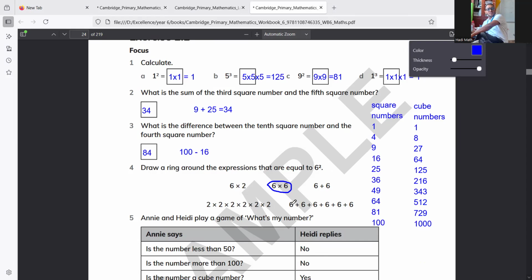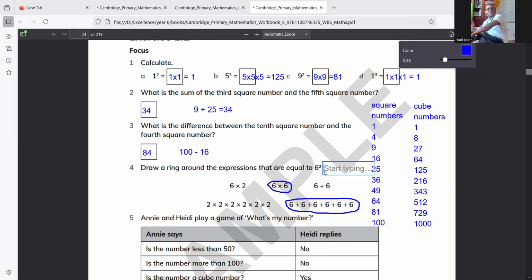Now look at this one. 6 plus 6 is 12. 12 plus 6 is 18. 18 plus 6 is 24. 24 plus 6 is 30. 30 plus 6 is 36. Yes, when we add 6 six times, it gives us 36. So you draw a ring also around this one, because this also gives you 36. From the beginning, you need to understand that when I say 6 squared is equal to 36, you look for expressions that are equal to 36.